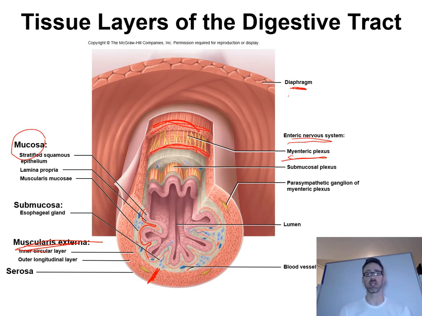But there is also striated skeletal muscle, which you would see in the oral and anal regions, which I'll talk about when we get there.